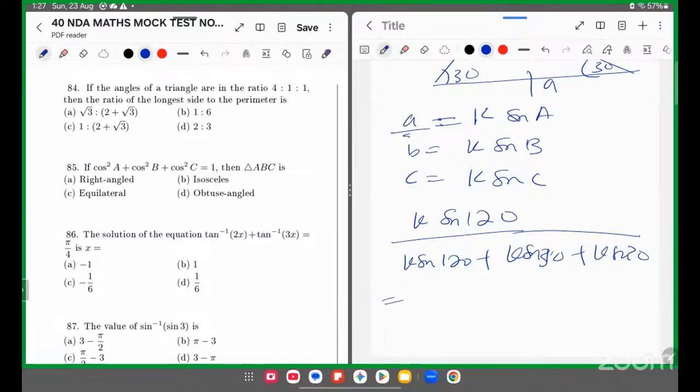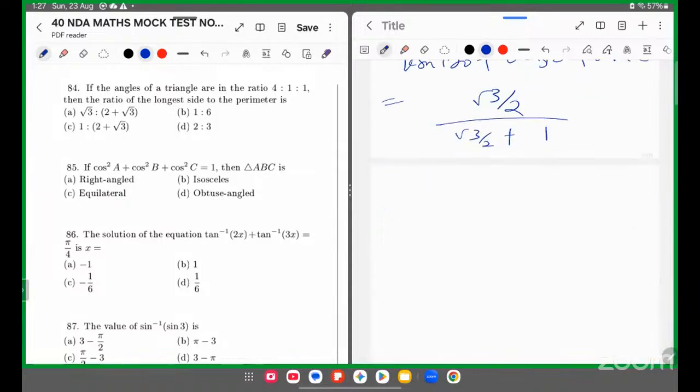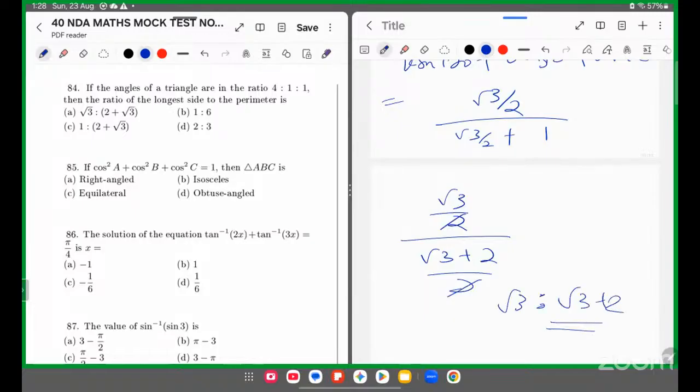K cancels. Sine 120 is sine of 90 plus 30, which is cos 30, so root 3 by 2. Sine 120 is root 3 by 2, plus sine 30 which is 1 by 2, plus 1 by 2, which is 1. So we can write root 3 by 2 divided by root 3 plus 2 by 2, the 2 cancels. So the answer is root 3 over root 3 plus 2. Option A.